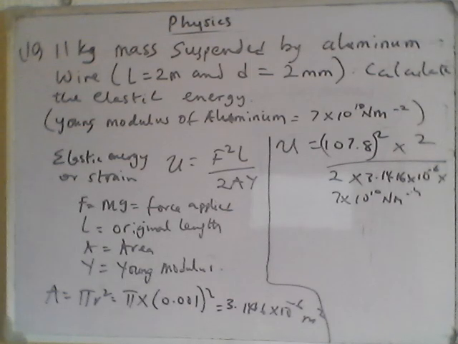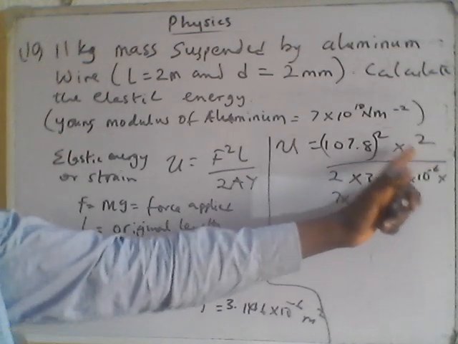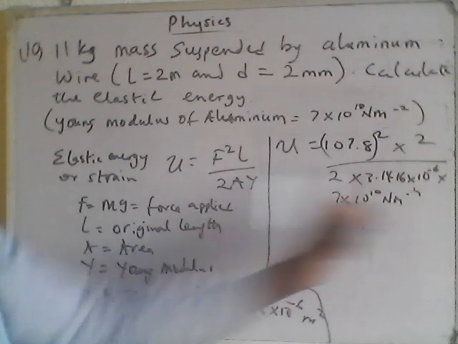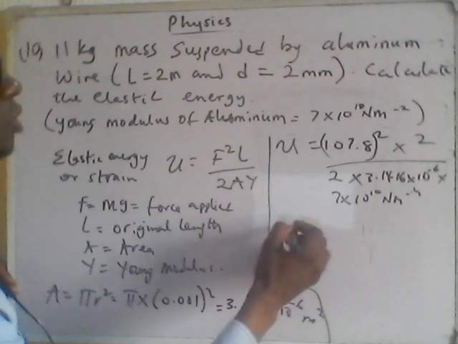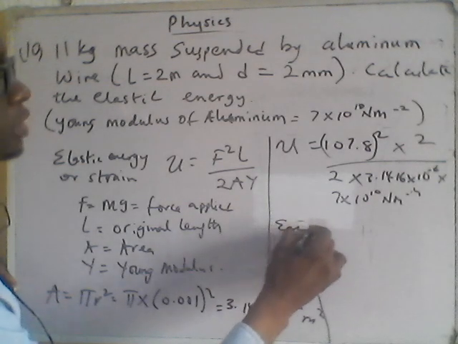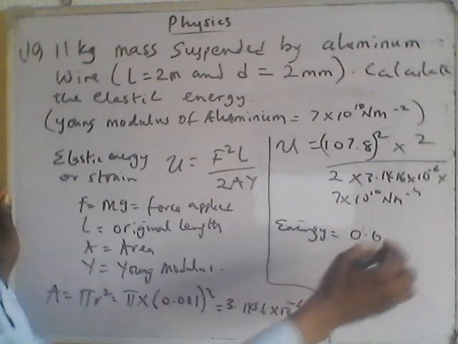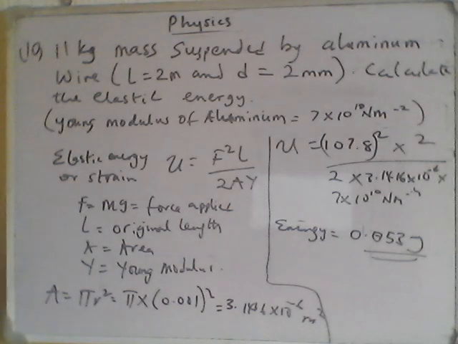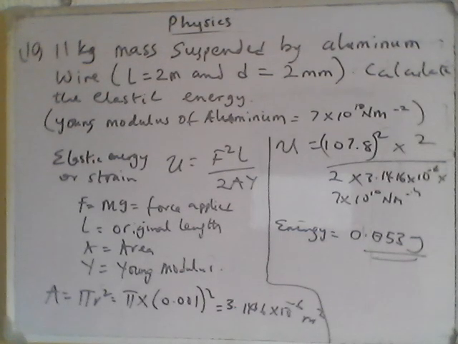Okay, so let's continue. So it is the force squared times 2, that's the length, over 2 in the formula, times the area, which I've gotten here, times Young modulus. By the time we complete all of this, the energy or strain energy will be given in joules, approximately 0.053 joules. Okay, so in this video, we're able to combine two concepts, calculation on elasticity and calculation from simple machines.